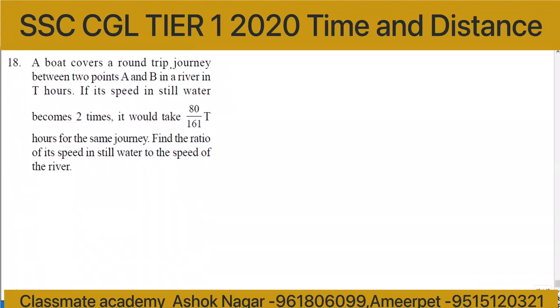The boat covers a round trip journey between 2 points. In what hours? Totally t hours. Can I say distance formula? What is the distance formula we have? Distance is equal to, when the sum of speeds is given, what is the distance formula? S1, S2. What is S1? X plus Y into X minus Y.